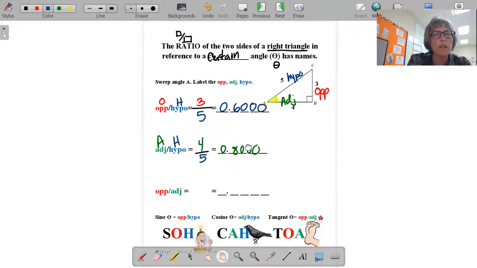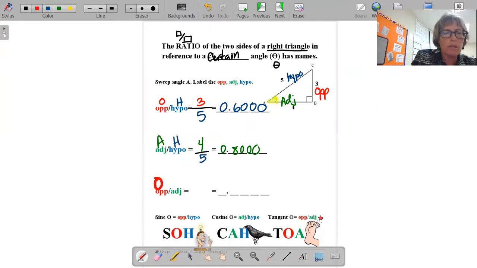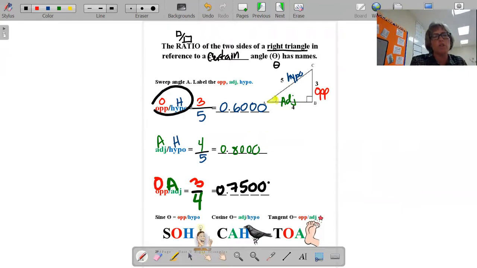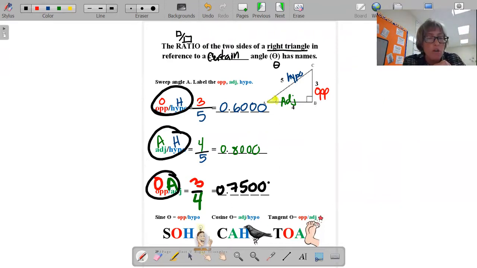Still not making sense? Totally okay. Don't worry about it. I promise in about 12 more minutes, all of this is going to go bing and be so amazing. Our last combo is opposite over adjacent. And in this case, our opposite is 3. Our adjacent is 4. And 3/4 of a dollar, 0.75.